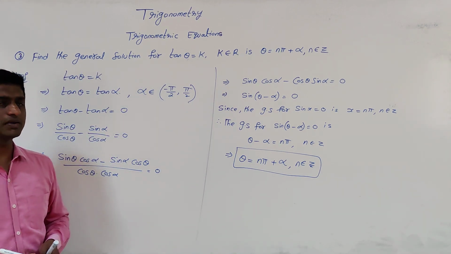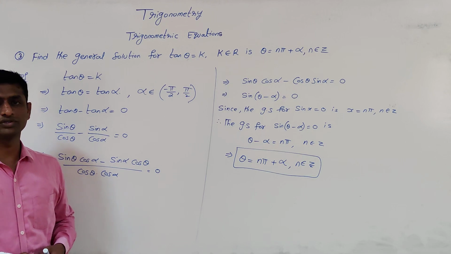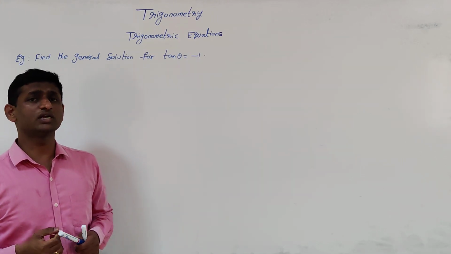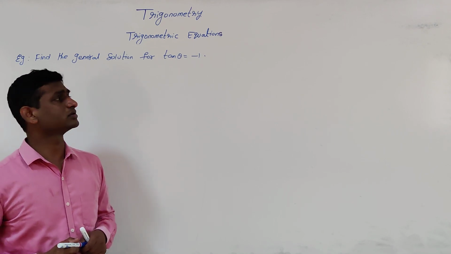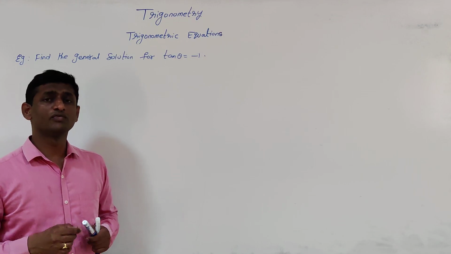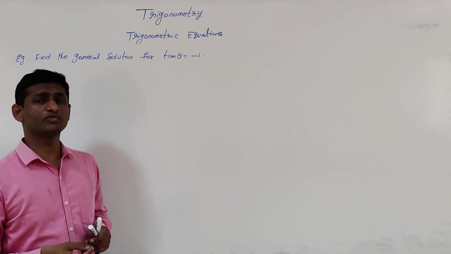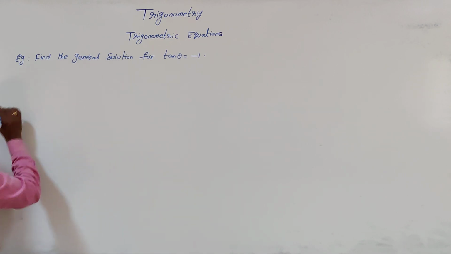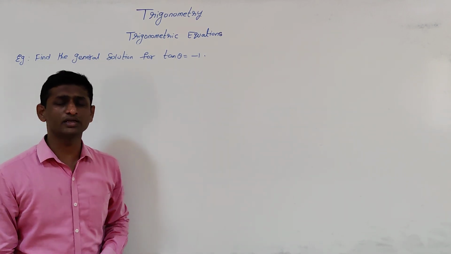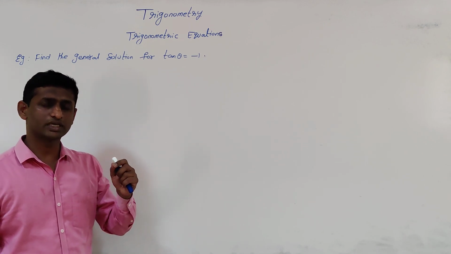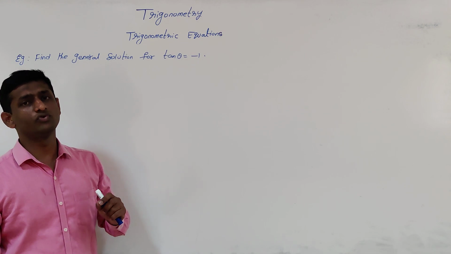We will see one example on the equation. The example is, find the general solution for tan theta is equal to -1. So what will be the principal solution? Means for what angle, for what trigonometric ratio, this will be -1. As tan theta is -1, it should lie in either the second quadrant or the fourth quadrant.